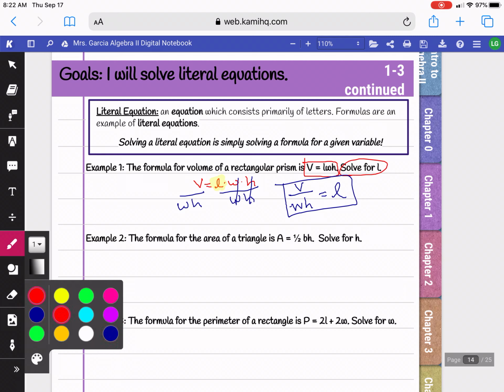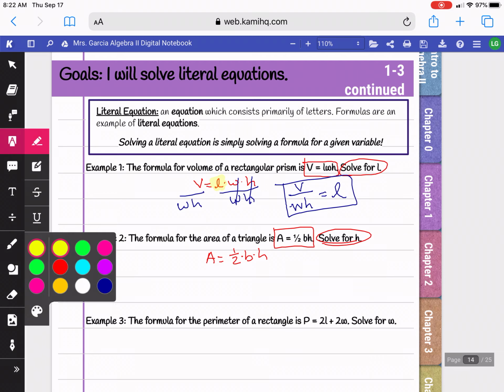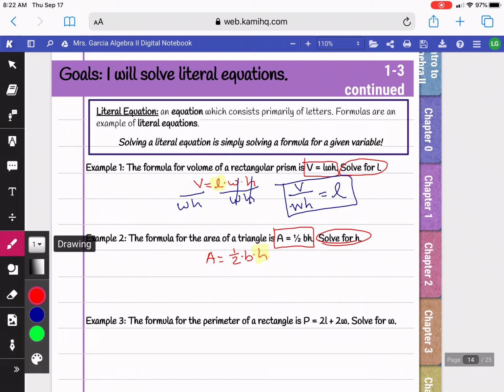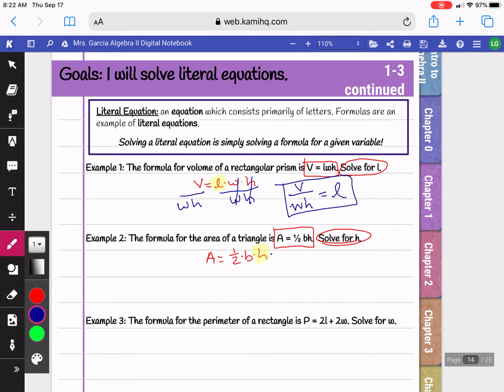On question 2 here, they give the area of a triangle, which is 1/2 times base times height, and we're going to solve for the height. So if we look at the height right now, they're multiplying it times 1/2 the base. I want to undo the 1/2 first. So to undo a fraction, you multiply by the reciprocal. The reciprocal of 1/2 would be 2/1. So I'm going to multiply both sides by 2/1, because what you do to one side, you do to the other. Here, the fractions cancel.